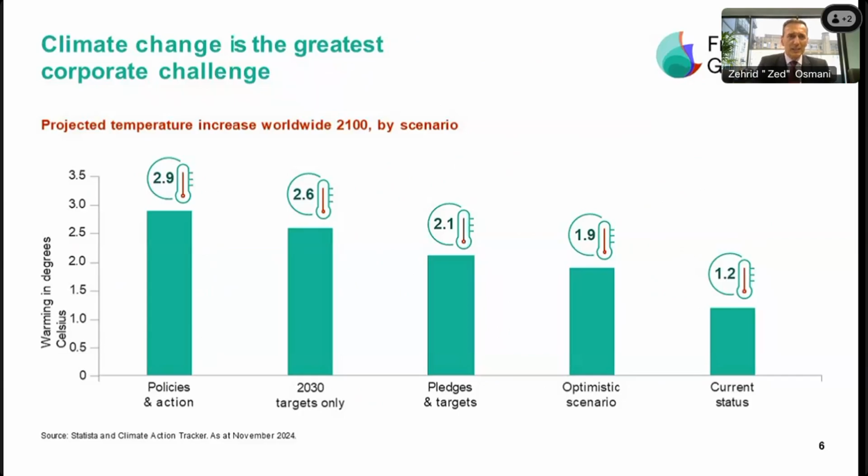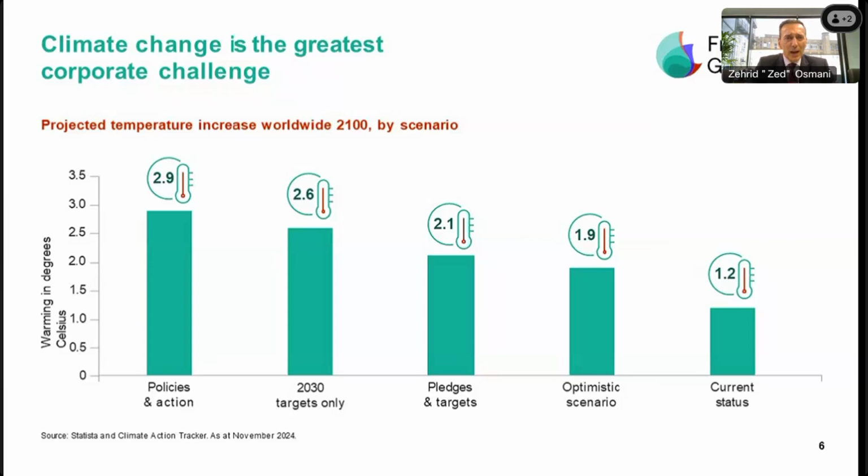What we're highlighting here is some of the challenges of a world focusing on reducing or at least keeping a lid on rising temperatures. If you look at the policies and actions that have been pledged so far, we are heading towards a 2.9 degree warming by 2100. If you capture also the targets that are also aimed at, you're looking at 2.6. If you're also capturing pledges as well as targets, it's 2.1 degrees. In an optimistic scenario, you're looking at 1.9 degree.